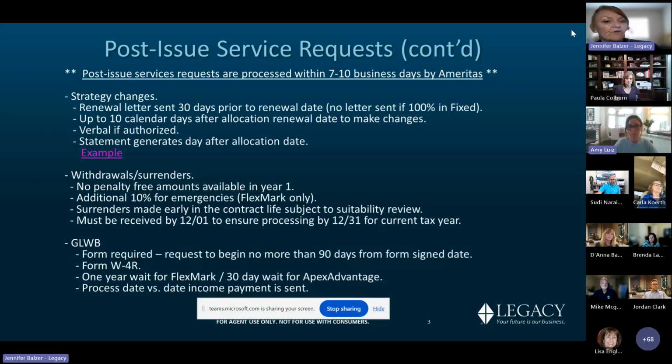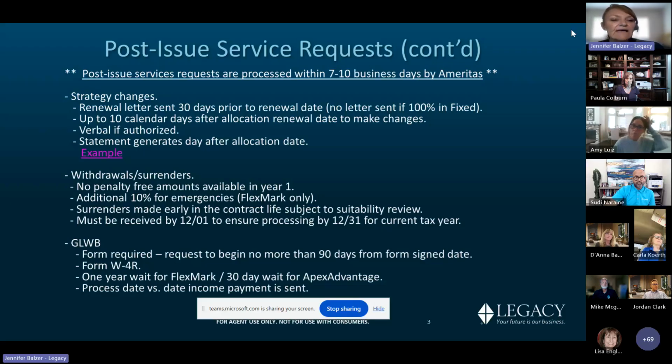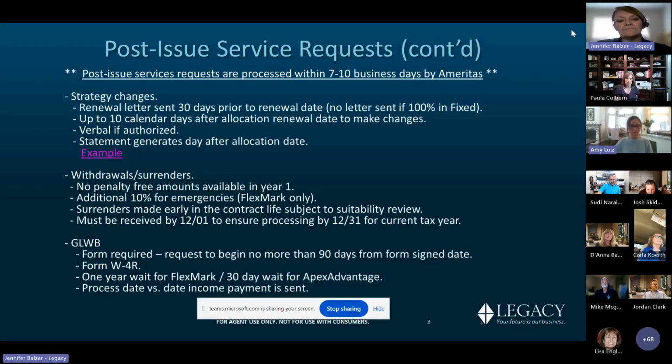Surrenders that are made early in the contract life are subject to additional suitability reviews. And any type of withdrawals must be received by 12/1 to ensure processing by 12/31 for the current tax year. So if you're trying to take a withdrawal to be applied during, let's say, the 2025 tax year, you really need to get that in by 12/1.